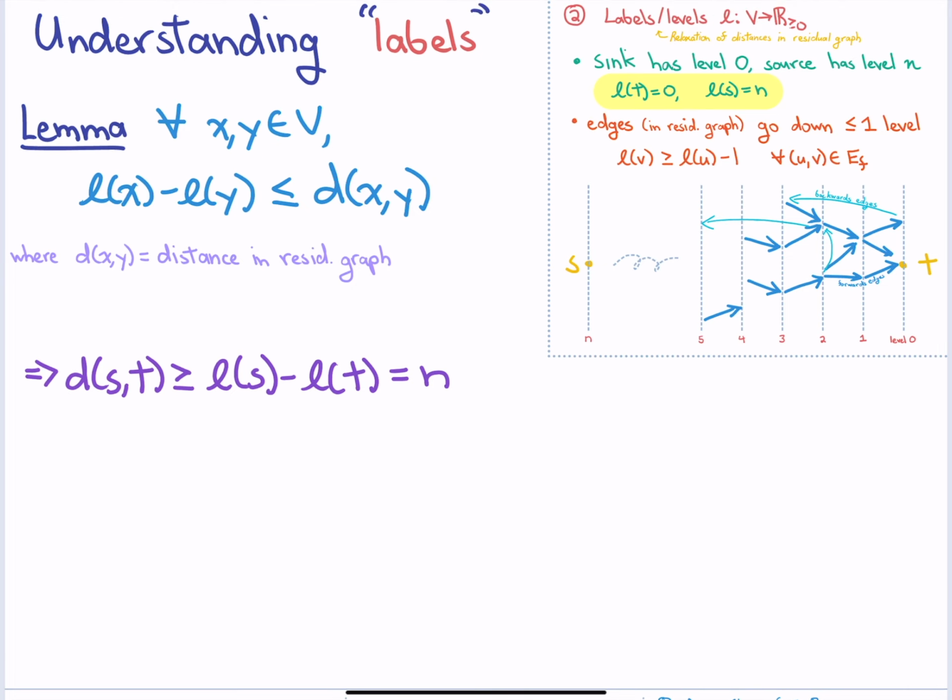One thing kind of interesting about this simple lemma about labels is, remember, the source is always at level n, right? Because initially I saturate all the edges from the source and I put it right at level n, and the sink is always at level 0. Okay, water is gradually going down to the sink. All right, so our lemma says that the distance in the residual graph from S to T is at least the level of S minus the level of T, which is n. Okay. Now, why is that sort of odd?